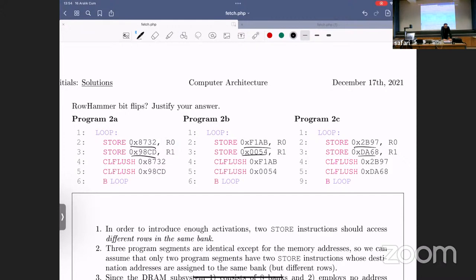And for that, we also need to check a few system configurations basically. But from the previous question, from your answer, for example, we know that for a program to induce RowHammer bit flips, these stores should access different rows in the same bank, right? So if they access different banks, it doesn't make sense. If they access the same row, it doesn't make sense. So let's check this out.